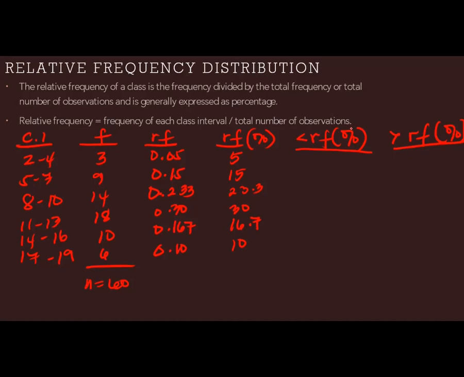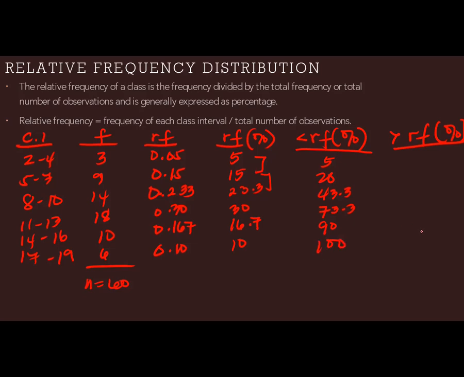Ang pagbasihan naman natin ngayon is the relative frequency percentage. 5, no? 5 plus 15, 20, plus 23.3, that is 43.3, plus 30. So we have 73.3 plus 16.7. We have, okay, 90 plus 10, we have 100.